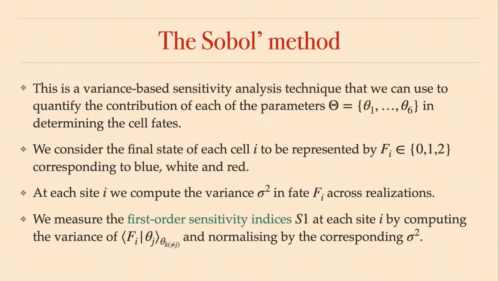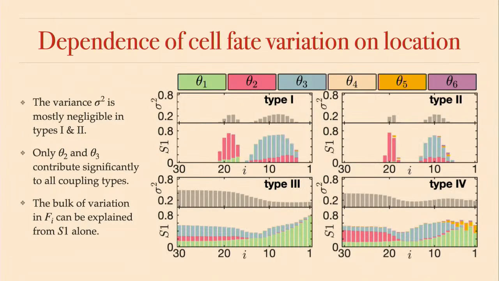Yeah, and so that's this first order sensitivity index, and that's normalized by sigma square. So anyway, this is what we get. First of all, the variance itself. Perhaps unsurprisingly, for types 1 and 2, you see that it's almost non-existent everywhere except near the boundaries, right? Far away from the boundaries, there's almost no variance. So if you get blue once, you're almost always going to get blue, and similarly for white and red and so on. Well, white is a little tricky because white's over here. Whether you get white or blue, there is a bit of fluctuation.